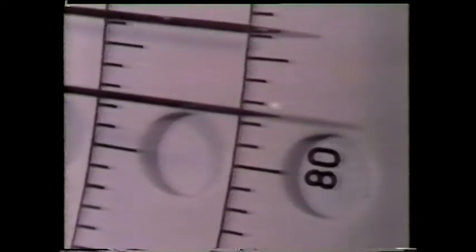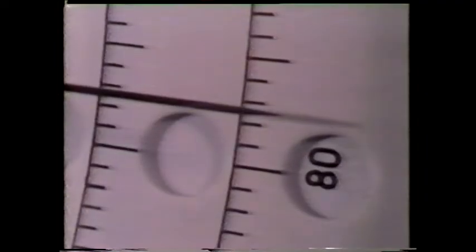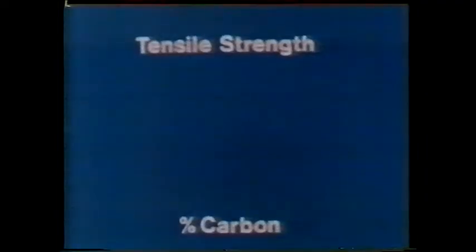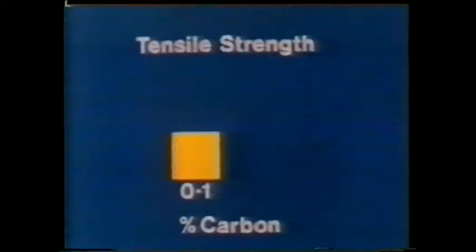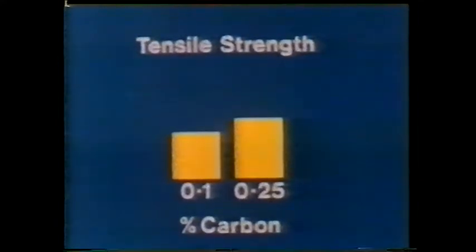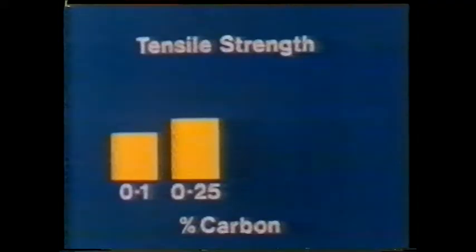Well, that's where the 0.1% steel fractured. Increasing the carbon seems to have increased the tensile strength. Nearly 80 kilonewtons this time. Let's put those results on a chart. The tensile strength of 0.1% carbon steel is this much. The one containing 0.25% showed a slight gain. Similar tests on the other two steels gave these results.